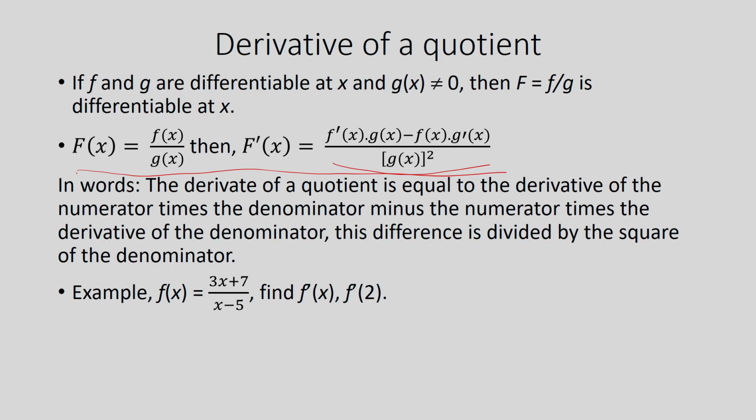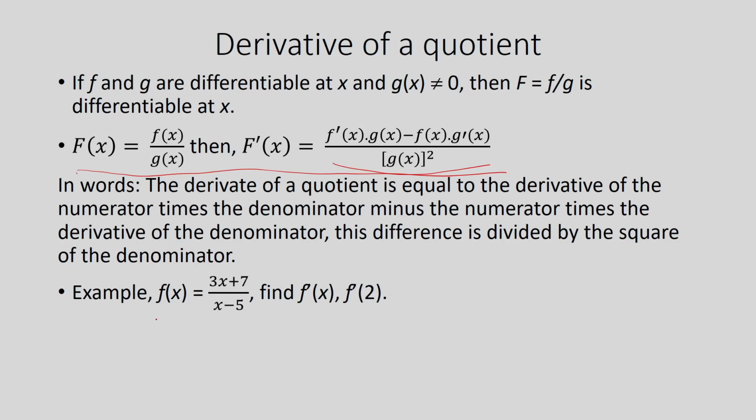In words, the derivative of a quotient is equal to the derivative of the numerator times the denominator minus the numerator times the derivative of the denominator. This difference is divided by the square of the denominator. Okay, that is the explanation in terms of words.